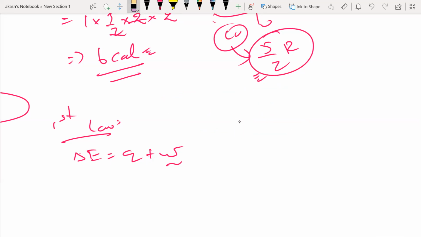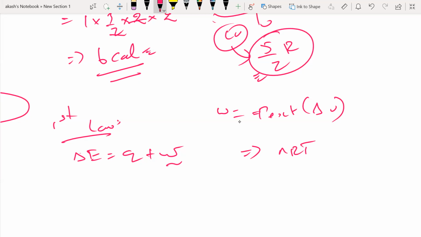Right. See, look at this. We write W as minus P external into del V. Correct? Okay. So now minus P external del V, this is like P into V, right? So we can also write this as nRT directly.